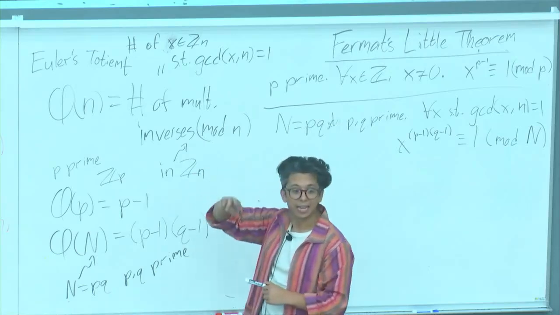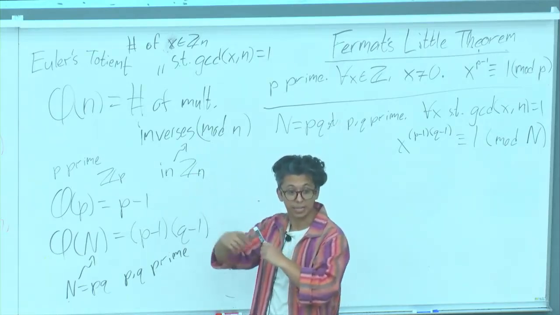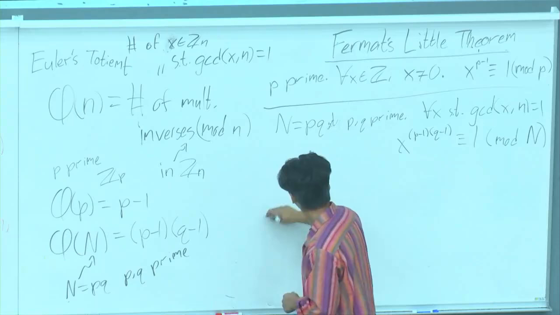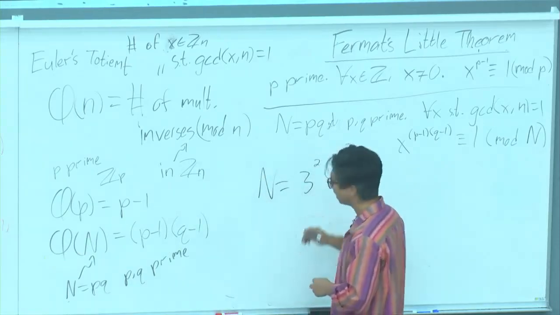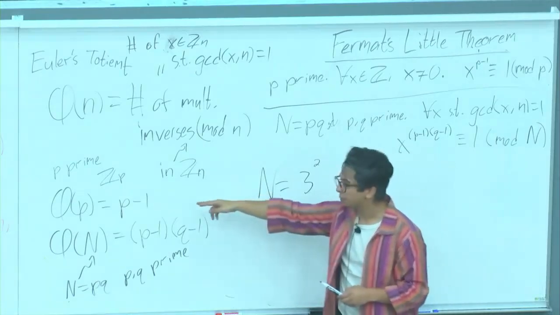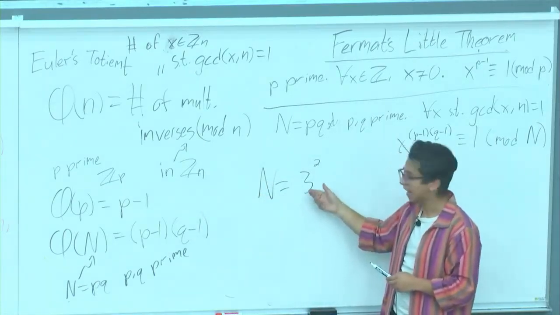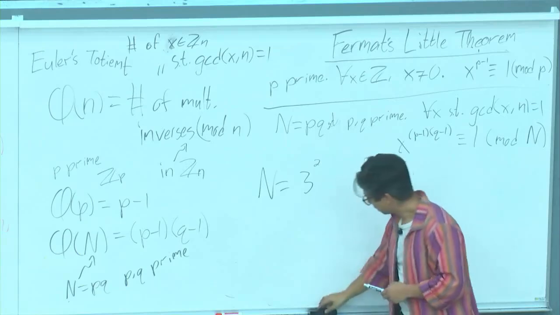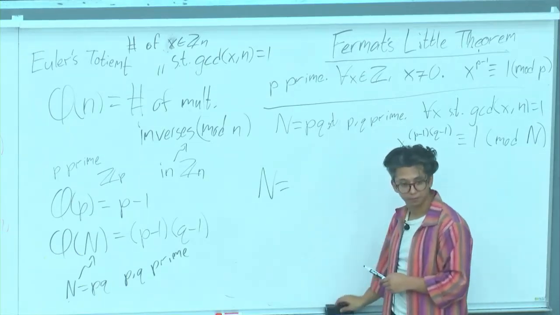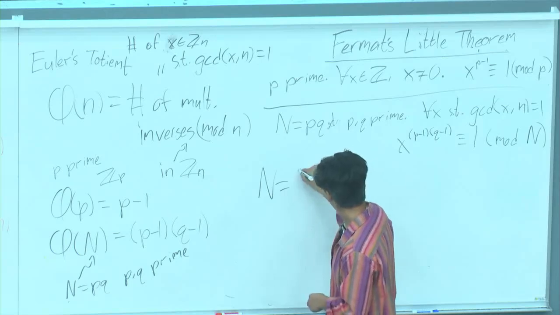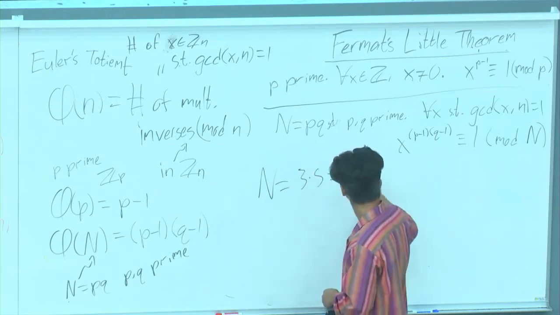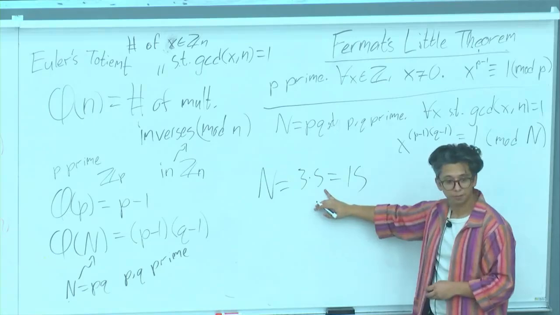You're saying set n to be the product of 2 primes and see that it's true? Yeah, great. So let's set n equal to 3 squared is actually a little trickier. Euler's totient function takes that into account, but it has to do something with that square. So let's look at a product of 2 different primes. So we're going to do, I don't know, 3 times 5 is 15. So those are our 2 primes.